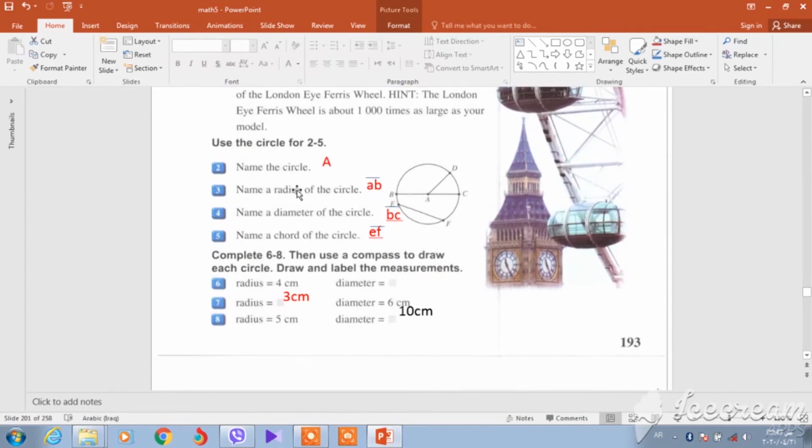Okay, now we solve these examples. We have Name the circle on page 193. Students, open page 193. We solve the practices. Use the circle for 2 through 5. Name the circle. What is the name of this circle? A, because the center of this circle is A, so this circle is named A. Question 3 says name a radius of the circle. We have radius AB. AD, AC, AB, all of them are radii.